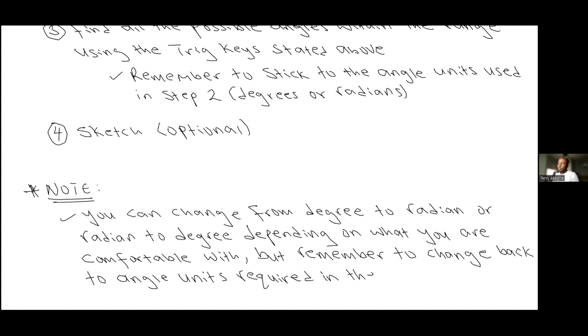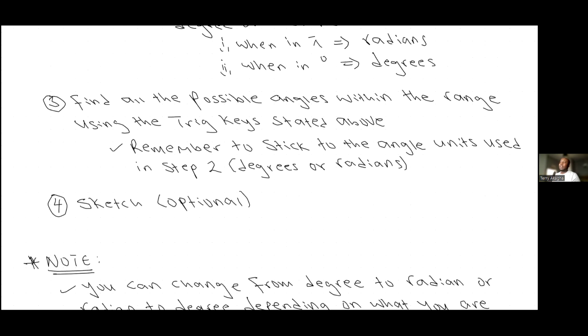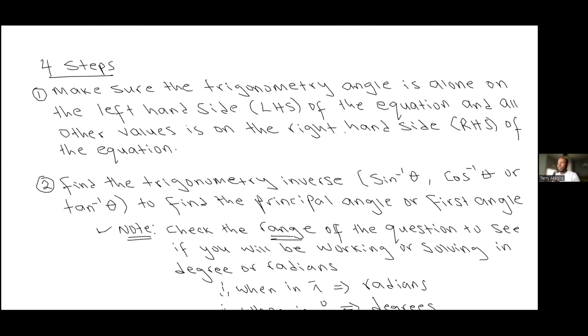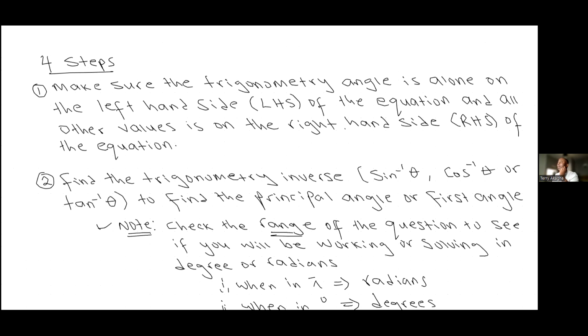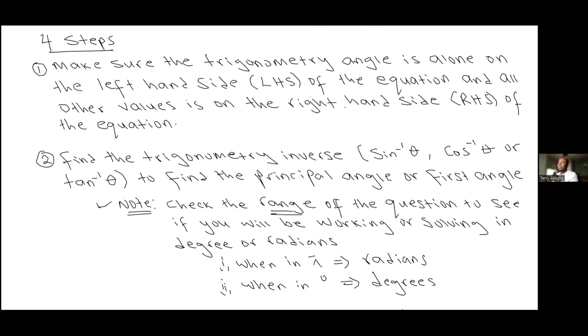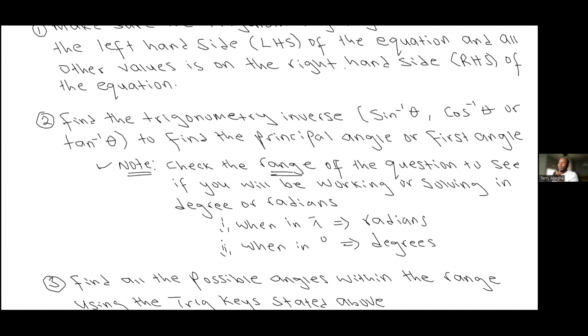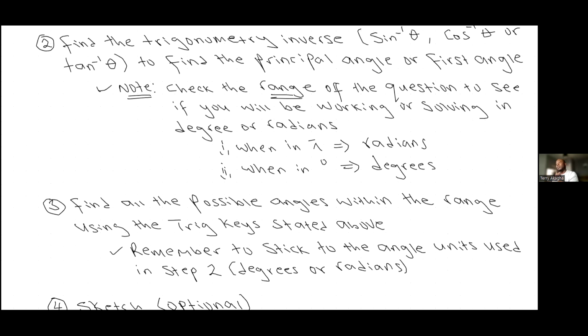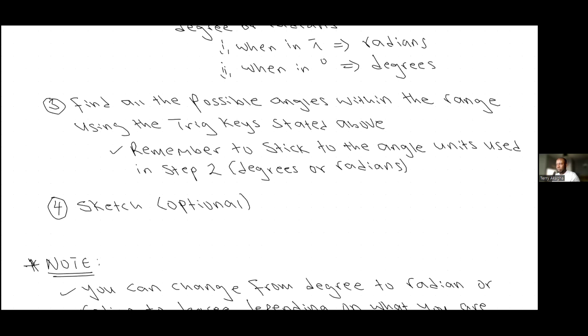So even if you're comfortable with degrees, but the question was in radian, work with degrees, but remember to change it back to radian. So these are basically the 4 steps. You have to make sure the trig function is alone on the left-hand side of the equation and all other values on the right-hand side. Then you need to find the trig inverse, the sine inverse, the cosine inverse, or the tan inverse. Then also find all the possible angles within the range, and also you can sketch.